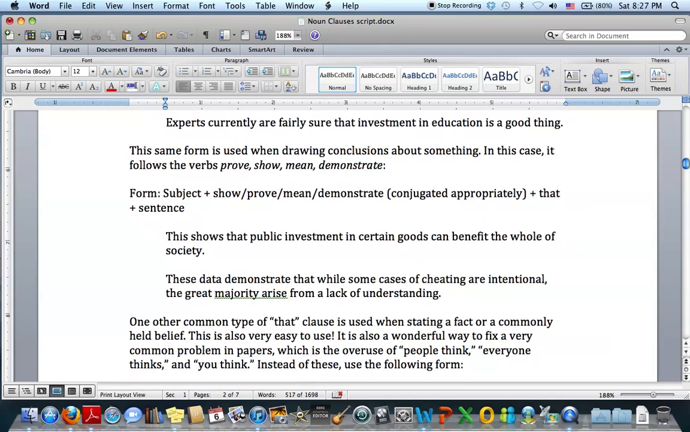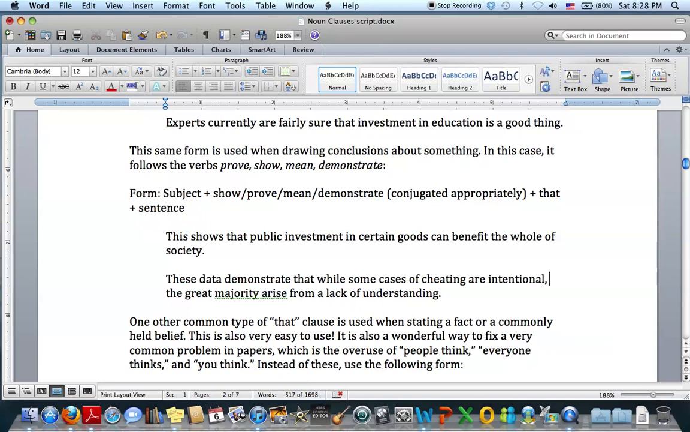This is actually really cool, though, because what you can do is use a that clause to state a commonly held belief, some fact that you think everybody knows about, that we all know, whatever the case might be. And that's one of the most common types of mistakes that I see in student writing. People like to say, we all know, or everybody knows, or as we all know, right? Well, we don't like to see that in academic writing.